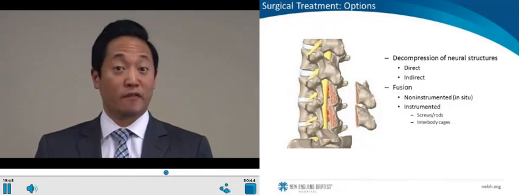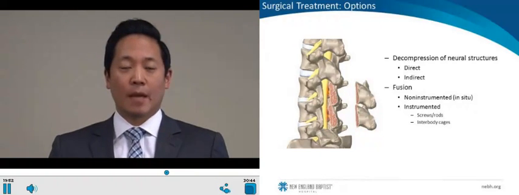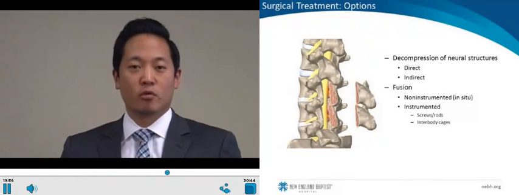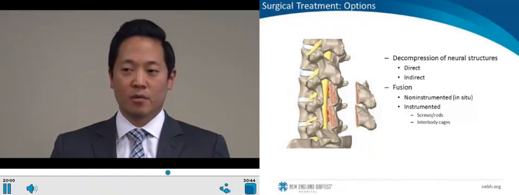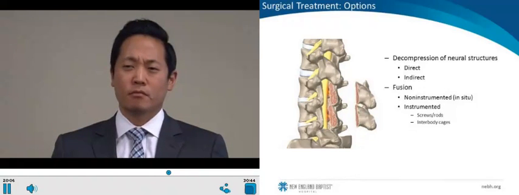The other category is a fusion, which can be performed either with or without hardware. The absence of hardware is referred to as non-instrumented or in situ fusion. Instrumented fusion typically is performed with a screw rod construct, sometimes with an interbody cage, but there are a variety of different implants that can be used to perform a fusion.